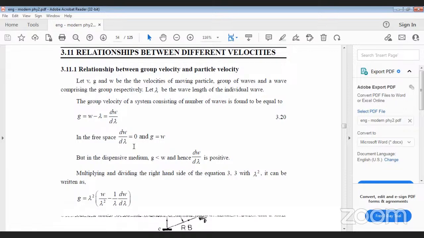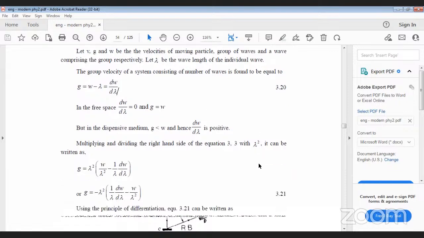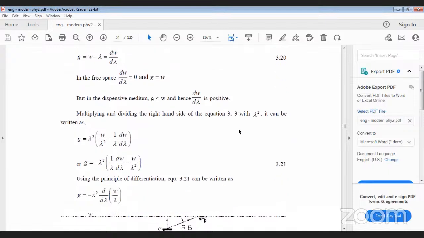So in free space, since there is no medium of any kind, dW by d lambda equals 0, so G equals W. For a dispersive medium, G is the group velocity and W is the wave velocity. The group velocity is less than the wave velocity, so that for this case dW by d lambda is positive. Next, you need to mention the conditions here.